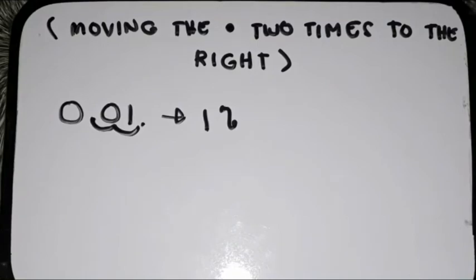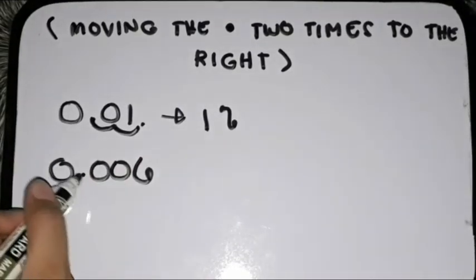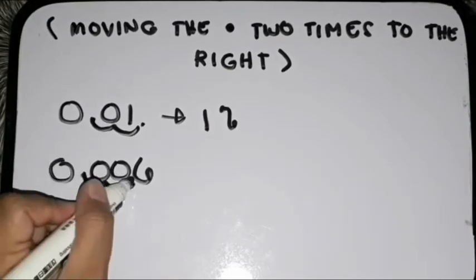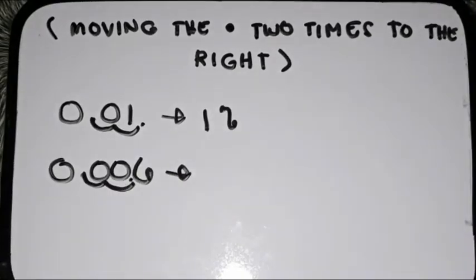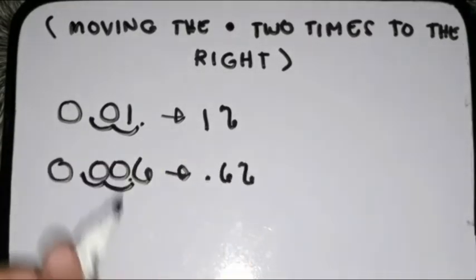So another one is 6 thousandths. So you just need to move again 2 times to the right. So even though it is a percent, it can still have a decimal point. So the final answer is 0.6%.